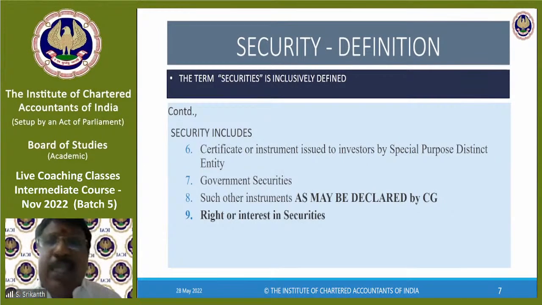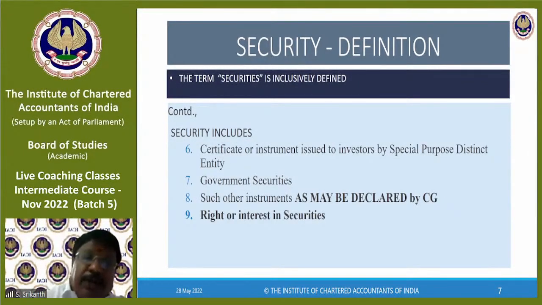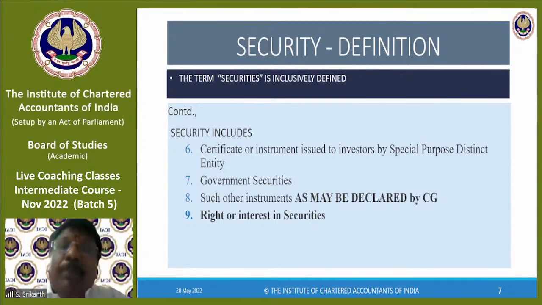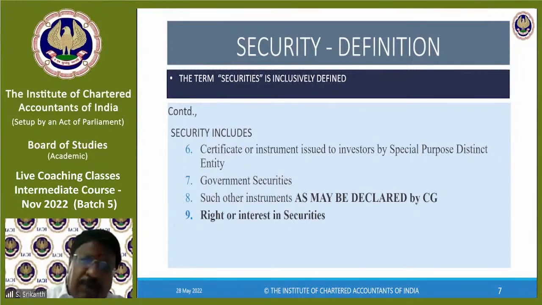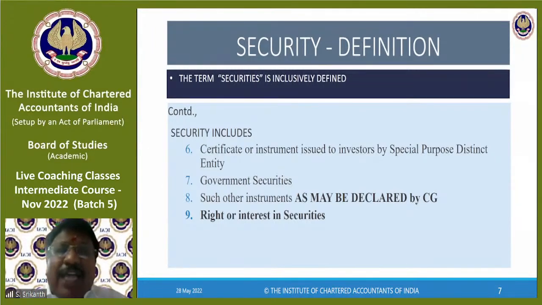Also, any special purpose distinct entity issuing a certificate or instrument to investors. Government securities: when the government is issuing bonds, they are called GSECs, government securities. These are all covered. Such other instruments as may be declared by the central government. So the central government can add anything more. Finally, rights or interest in securities.